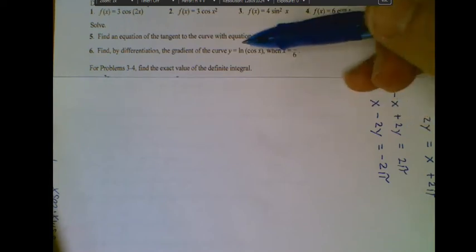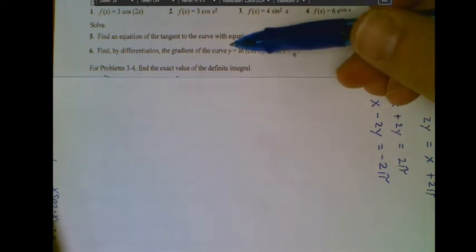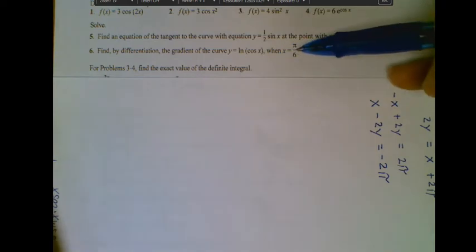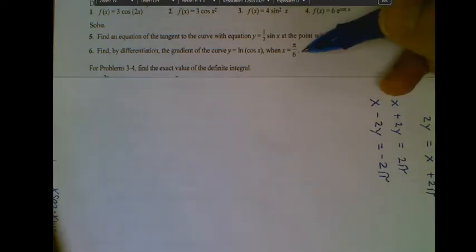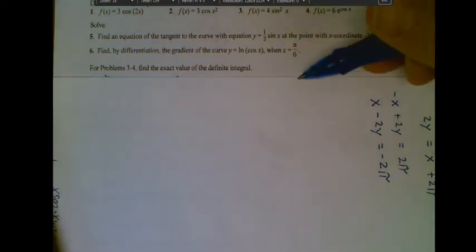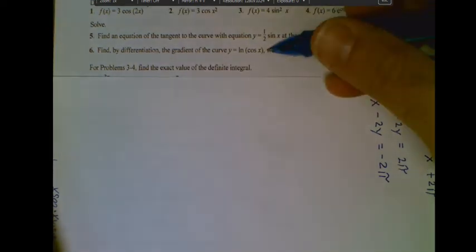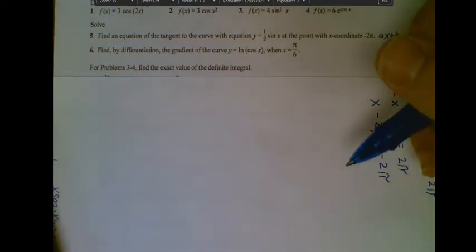So remember how we got the slope on the last one. You find the derivative of this function, plug in a value for x, and the result is going to be your slope. Anytime you plug an x into the original function, you get a y coordinate. Anytime you plug it into a derivative, you get a slope. So first things first, got to find the derivative.